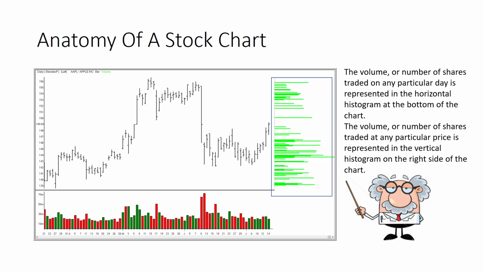Out on the right side of the chart here, we've got something that is unique to a piece of software called Realtick. It is volume by price. So what this volume histogram shows you is how much volume was transacted at every single price point on a chart. So on the bottom, we're looking at time or days when you're looking at a daily chart. And on the right axis, what you're looking at is volume by price.